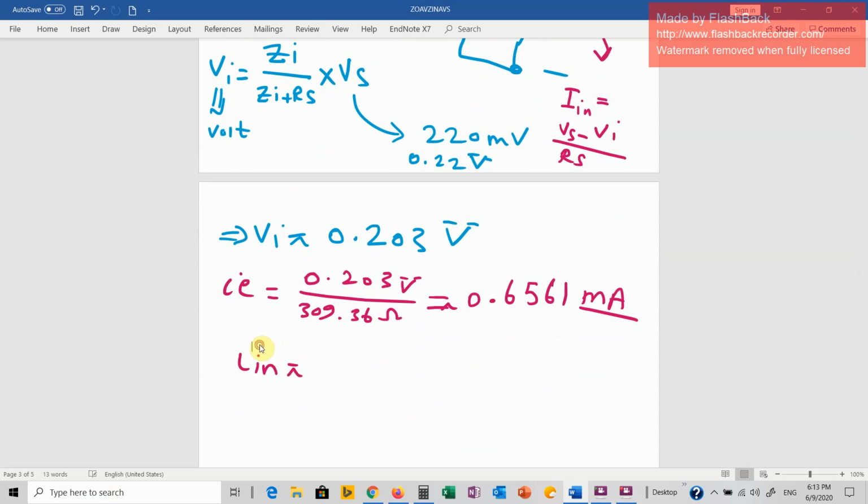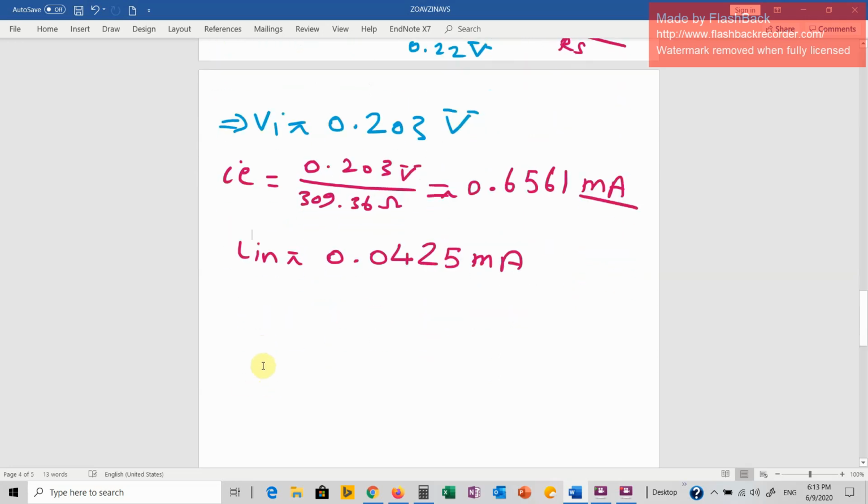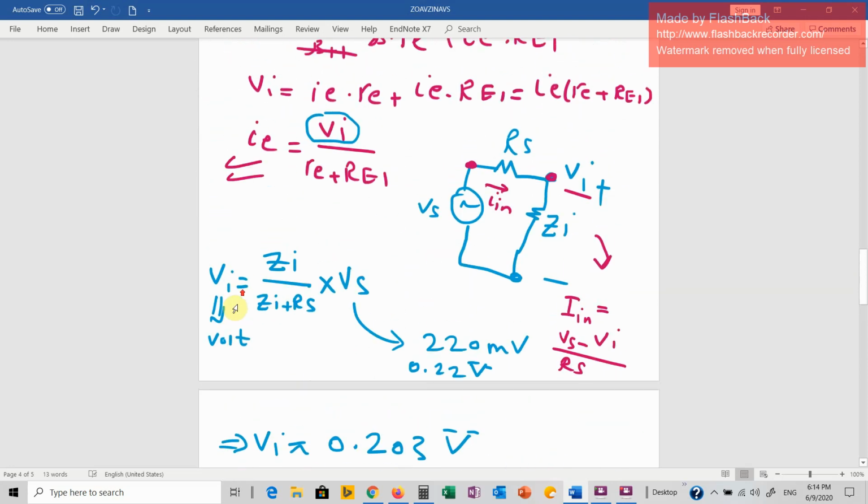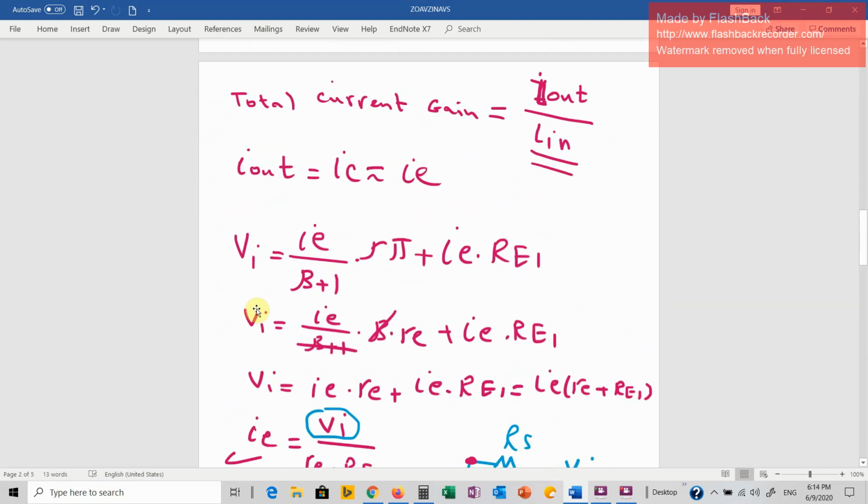In is going to be approximately 0.0425 milliamps. And again, just be careful about the units, okay? That's what I also want to emphasize. And now, finally, we are ready because IE is known and IN is known, so this is also known. Oops, sorry guys.